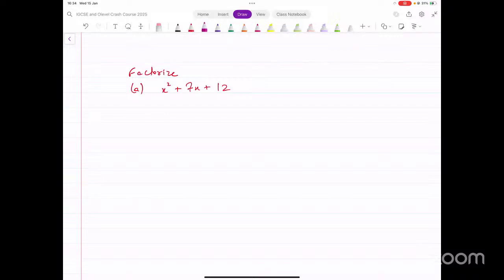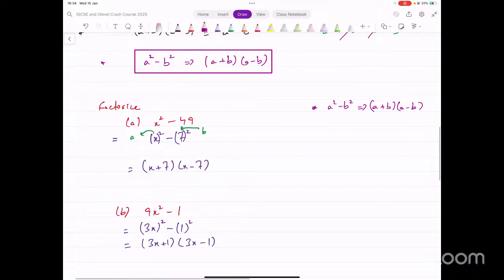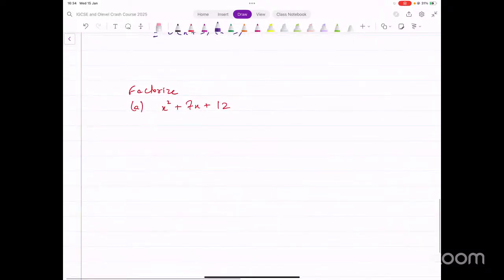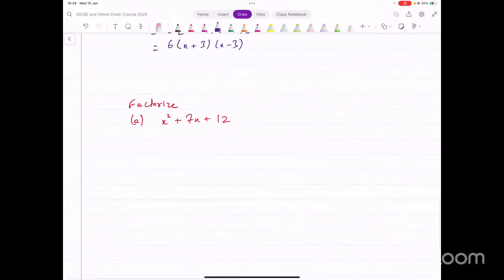Okay, so the second thing that we talked about was, can we use this identity somehow, a square minus b square? Well, we only could use that when we had 2 terms. Now, in this case, we've got 3 terms. We can't really use that there.